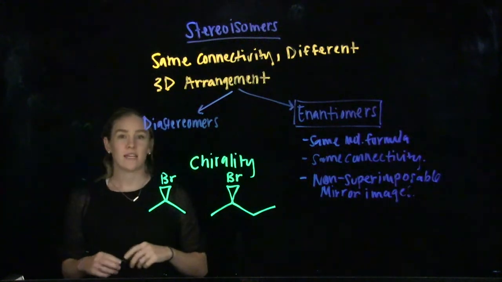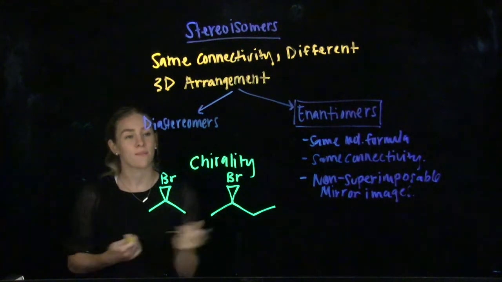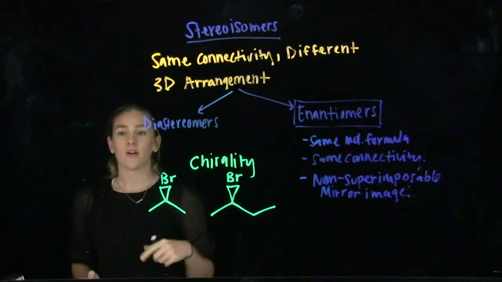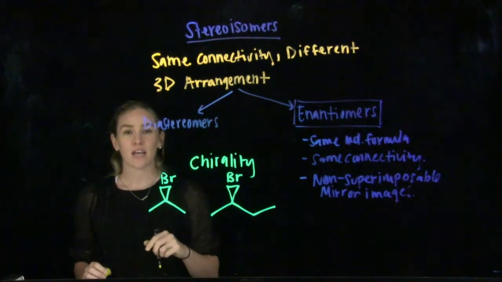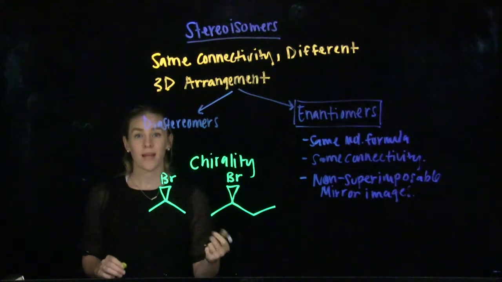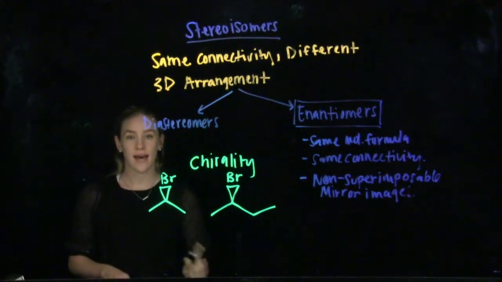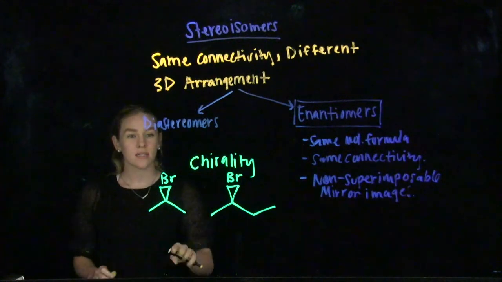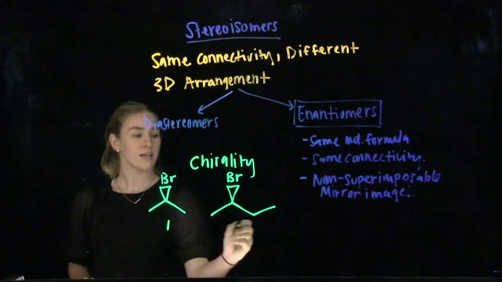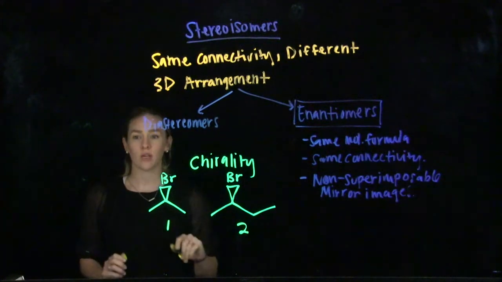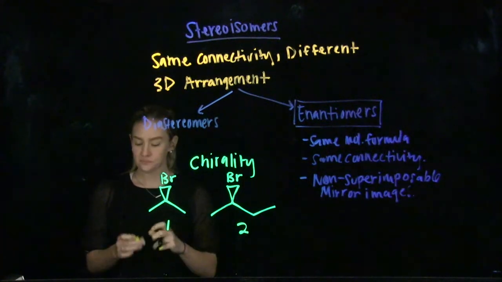So along with enantiomers, there's this concept of something called chirality. And all that chirality means is that you have a central carbon atom that has 4 different things attached to it. So let's look at these 2 examples, 1 and 2, and let's determine which of these is chiral.